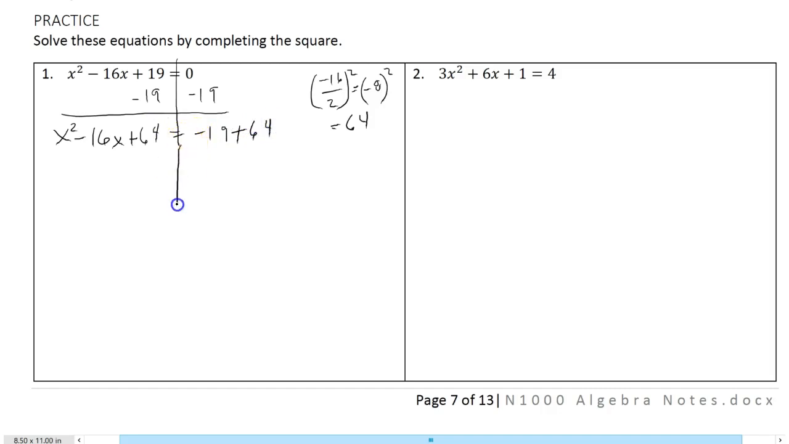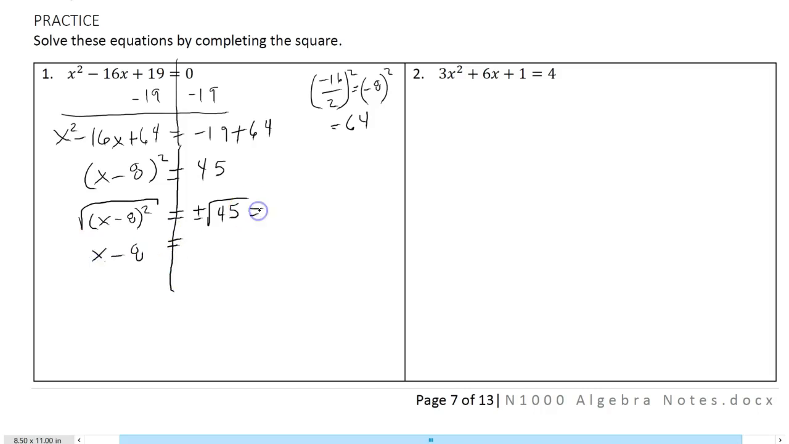Now factor the left side. The -8 you used to complete the square reappears in the factor. 64 minus 19 is 45. Now take the square root of both sides. Remember to include a plus or minus on the right side. The square root of x minus 8 squared is x minus 8.